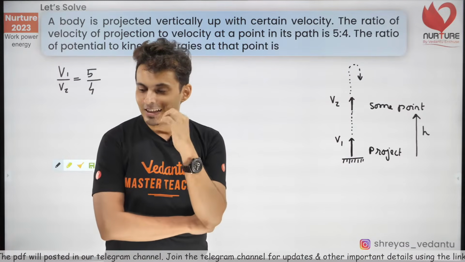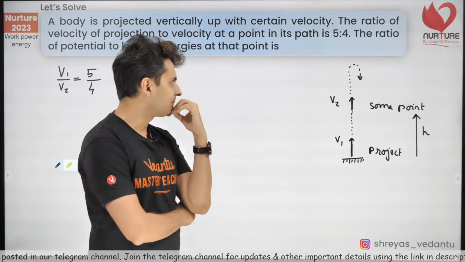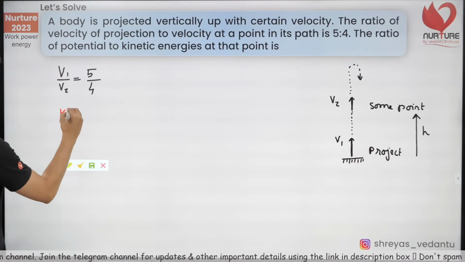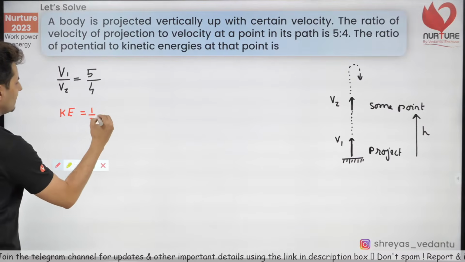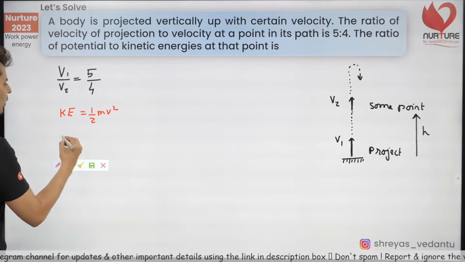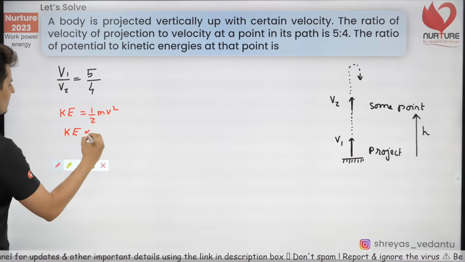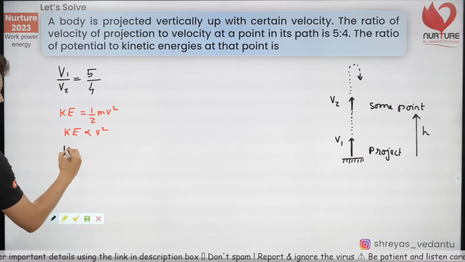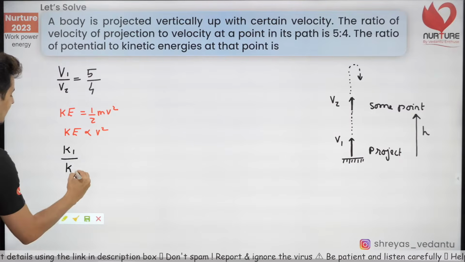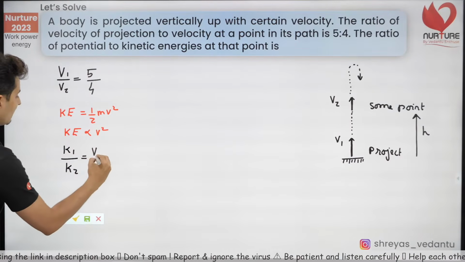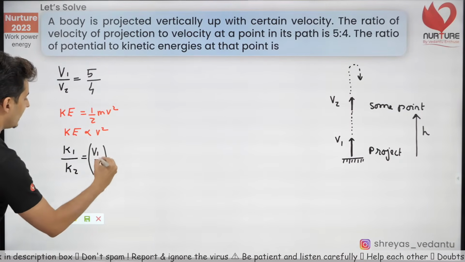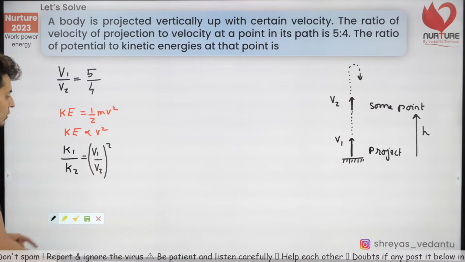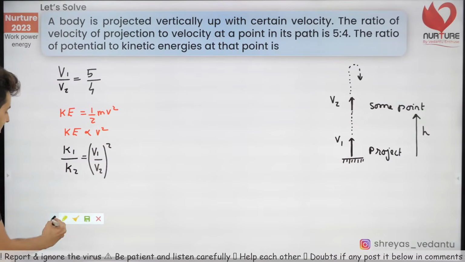Now, here is the thing. Isn't kinetic energy equal to half mv square? Therefore, can I say kinetic energy is proportional to v square? Therefore, can I say kinetic energy 1 upon kinetic energy 2 is nothing but v1 by v2 whole square? Think about it. Does it make sense? Okay, so just substitute the ratio.